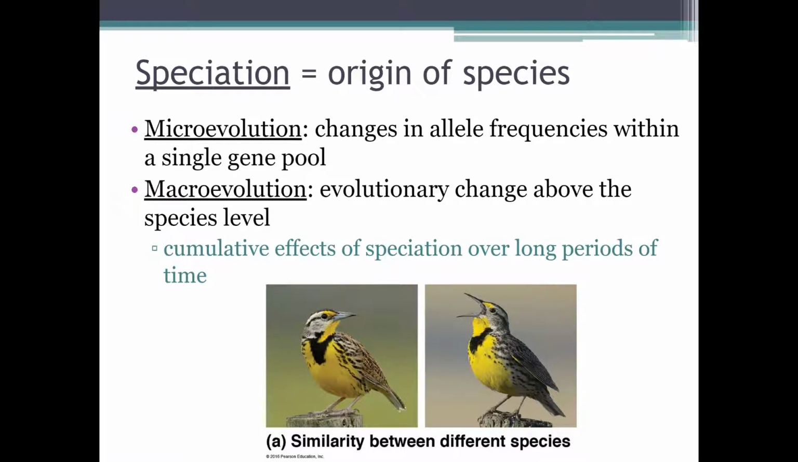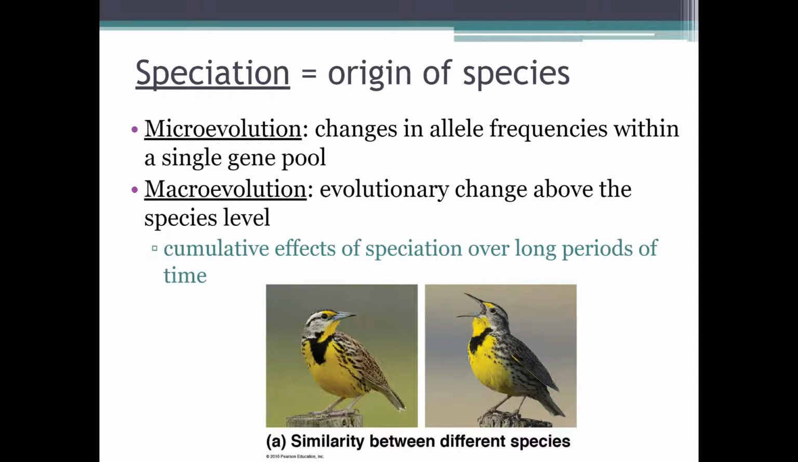So, again, a reminder: we talked about microevolution a lot more before, when we were talking about Hardy Weinberg, because that had to deal with allelic frequencies and changes to a single gene pool. Macroevolution is going to be above the species level, and it's going to have some accumulation for a species over longer periods of time. An example of macroevolution could be the appearance of feathers or feather patterns, like we're seeing with the birds that I have below there.